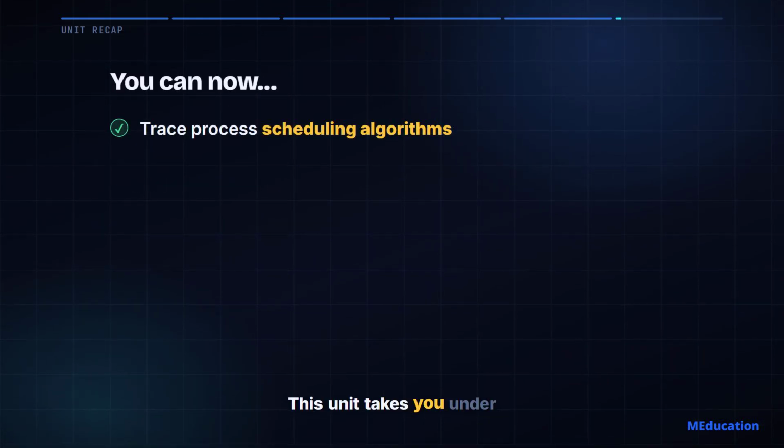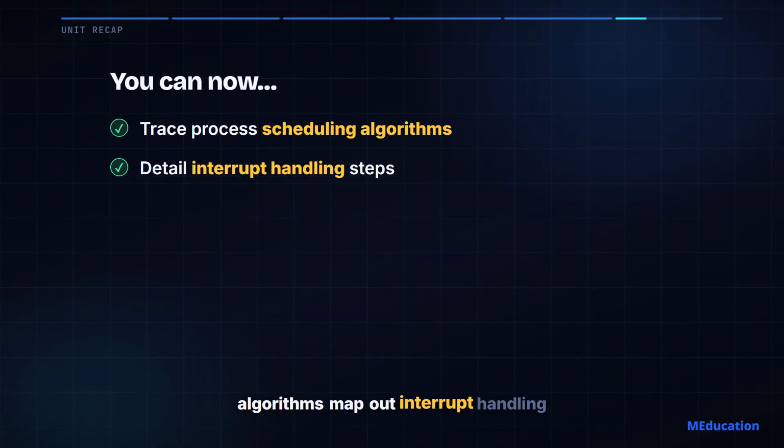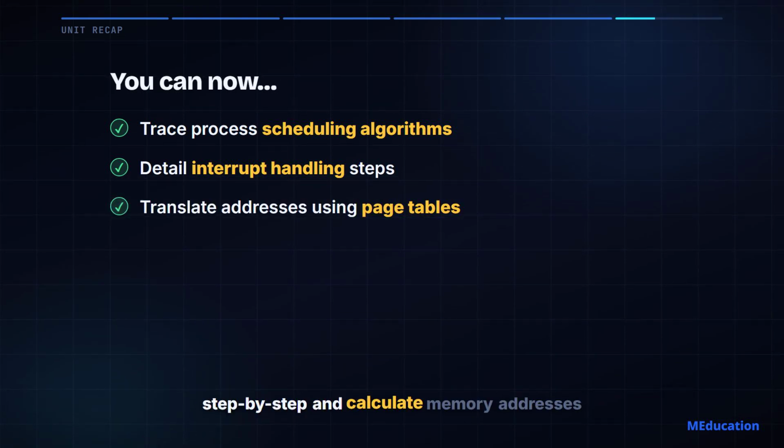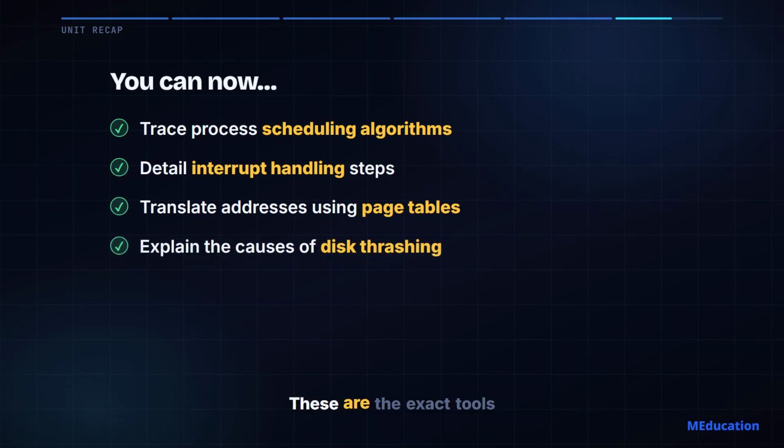This unit takes you under the hood of modern computing. You will trace complex scheduling algorithms, map out interrupt handling step by step, and calculate memory addresses through page and segment tables. These are the exact tools Cambridge examiners test in advanced theory. Take your time, attempt the practice traces, and you will master it.